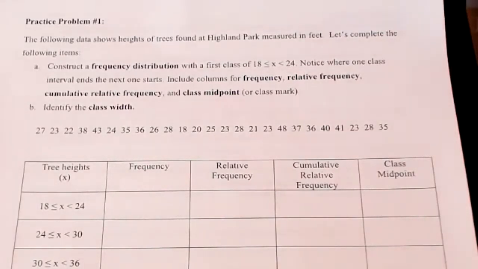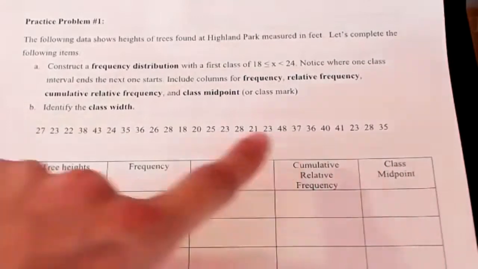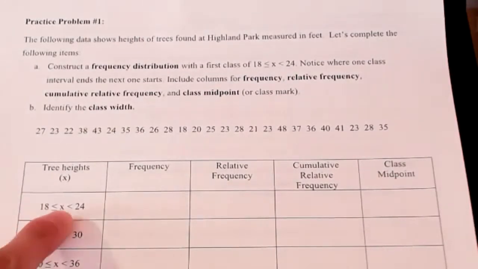And then for part B, we want to identify the class width. So here are all the trees at Highland Park measured in feet. Obviously it's just a sample of the trees because that park is huge. So I want you to first be critical about what you're seeing in terms of tree heights. Notice the inclusion, exclusion. So 18 is less than or equal to X, which is less than 24.